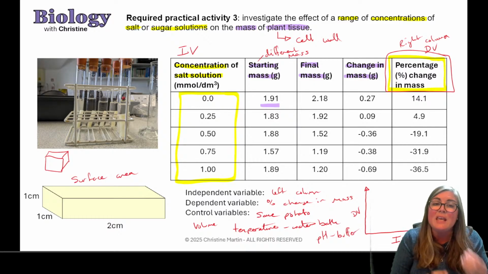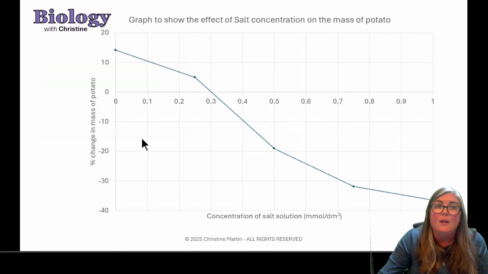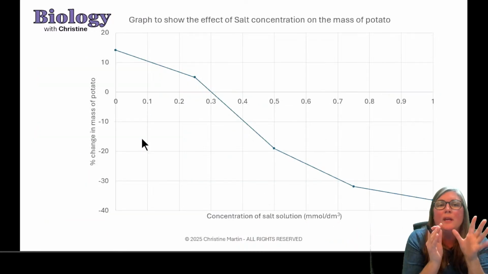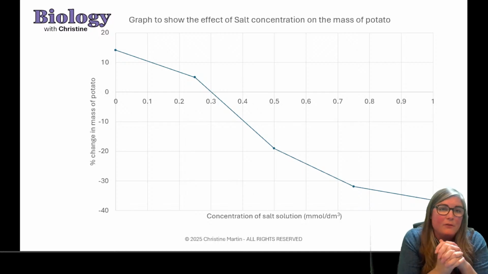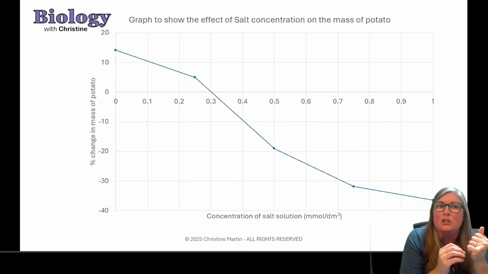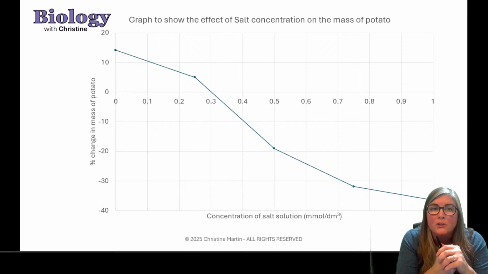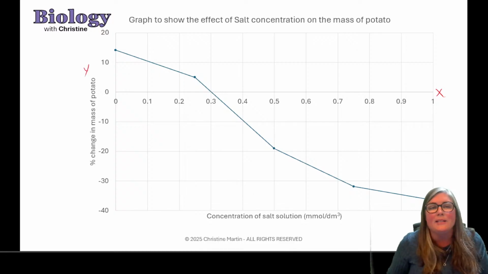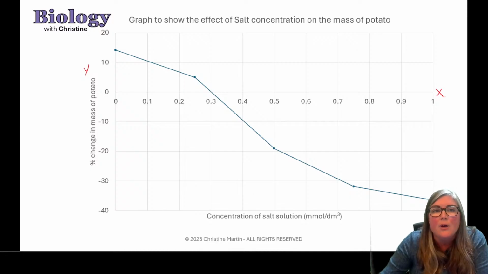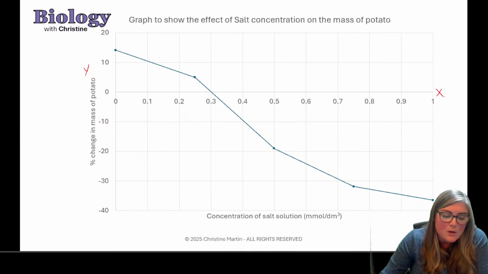So it's having these keywords to give for the answers to the question, whatever that question may be. Okay, so here's my graph showing those results. I've got a graph showing the effects of the salt concentration on the mass of a potato. We can see percentage change and the concentration of the salt solution on my x-axis and y-axis. So what could they do in the exam question?